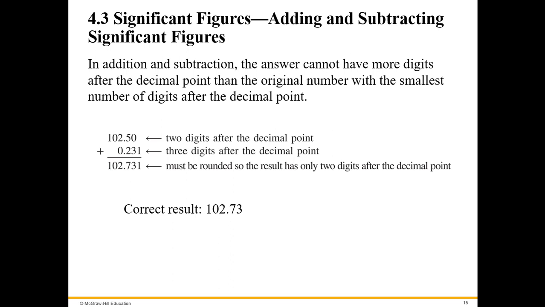Addition. How do you express the sig figs in addition and subtraction? The rule is that in addition and subtraction, the answer cannot have more digits after the decimal point than the original number with the smallest number. So you add these two numbers. This number has only 2, so you have to express it that way. Even though your answer has 3, you have to cut down here, you have to round off the number.